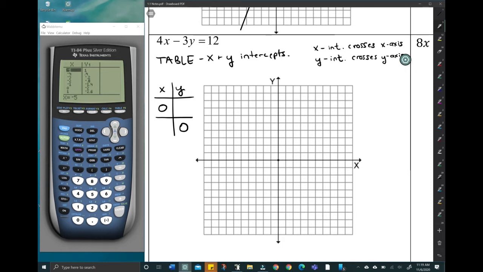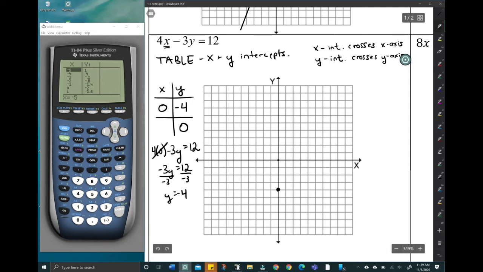You're going to substitute 0 in for x in the equation. So 4 times 0 minus 3y equals 12. What's nice is 4 times 0 cancels out. We have -3y is equal to 12, and it's usually pretty easy to solve for. Y equals -4. So 1 point on this graph is (0, -4). Over 0, down 4. 1, 2, 3, 4.